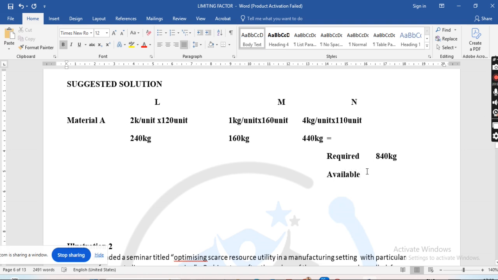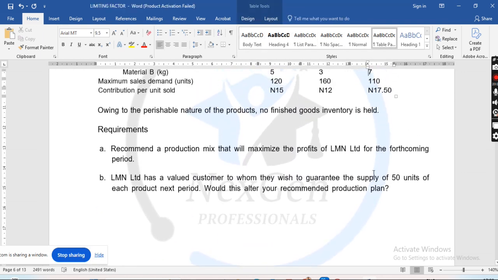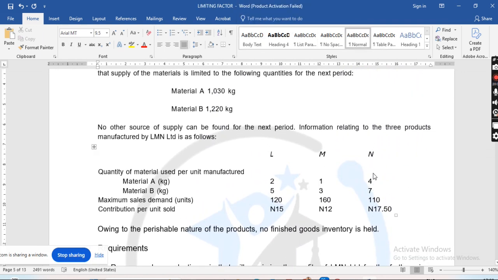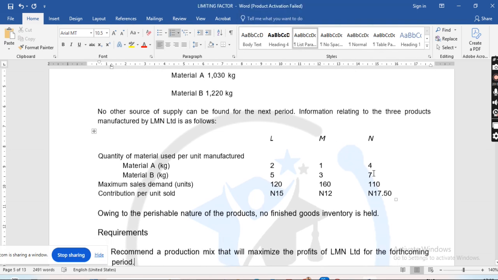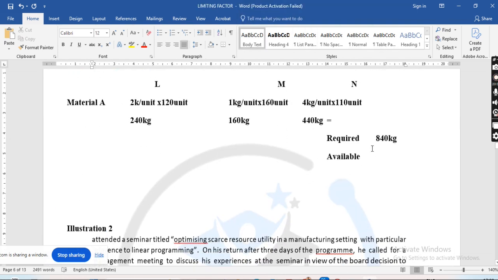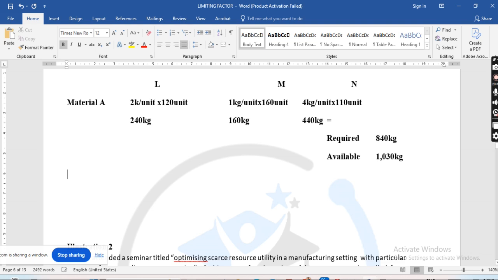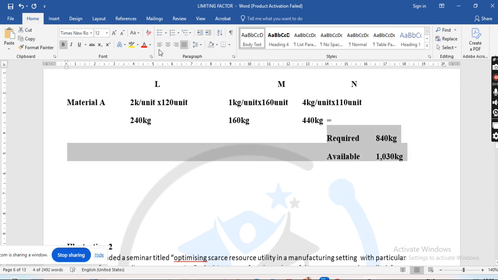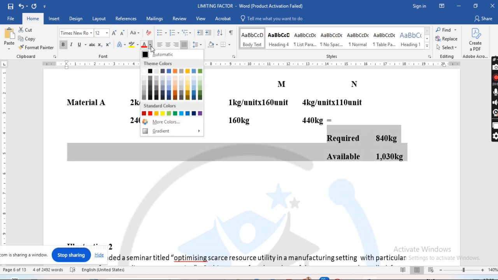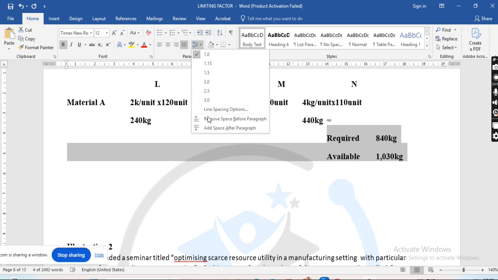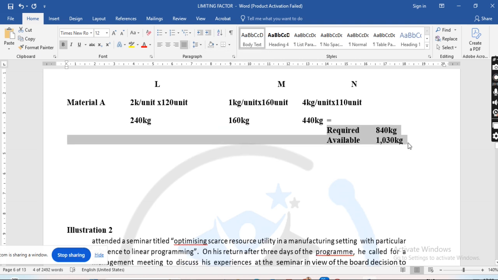Very simple. So available. What is the available for A? 1030 kg, right? So is there a limiting factor here? No. That's good. So there is no limiting factor here.